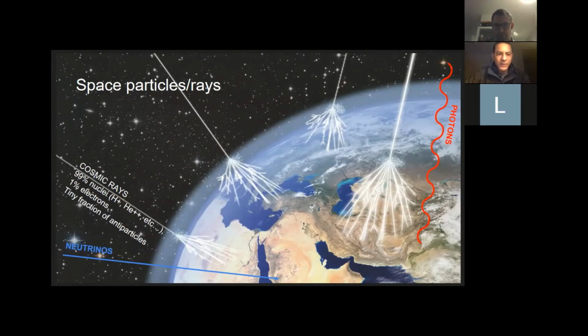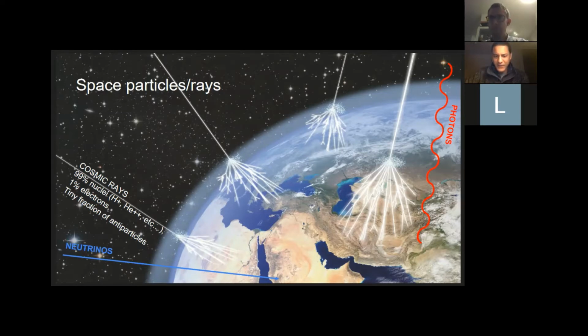And of these cosmic rays, a tiny fraction would be electrons, about 1%, and an even smaller fraction of stable antiparticles, such as antiprotons or positrons. Antiprotons are obviously the antimatter equivalent of protons, and positrons are the antimatter equivalent of electrons. So there you have it.